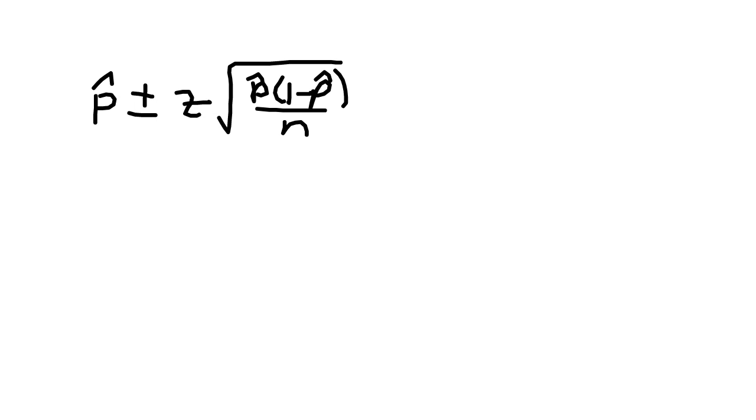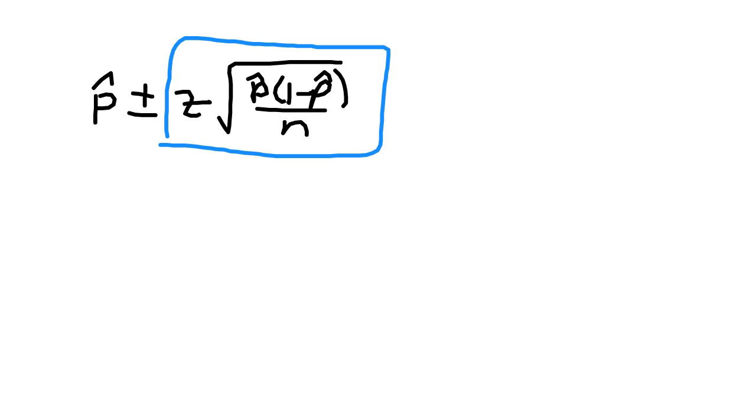So if we're doing confidence intervals, we've got p hat plus or minus z times the square root of p hat times 1 minus p hat over n. Whenever we're trying to find the margin of error, I'll put a blue box: this is the margin of error, whatever's to the right of that plus and minus.